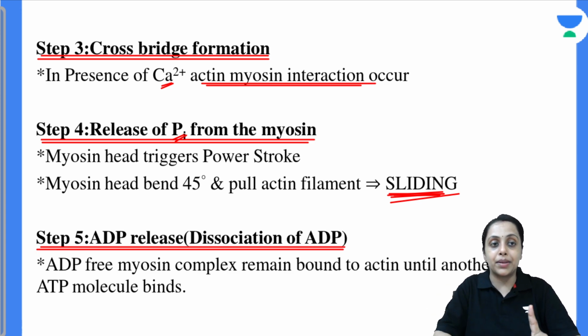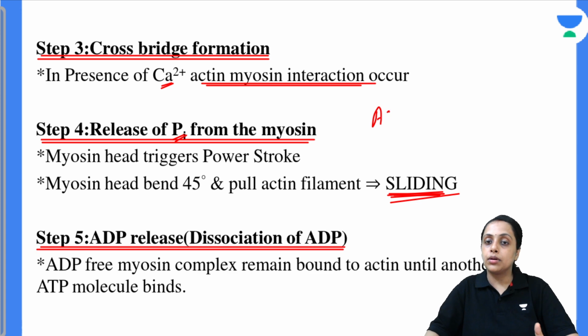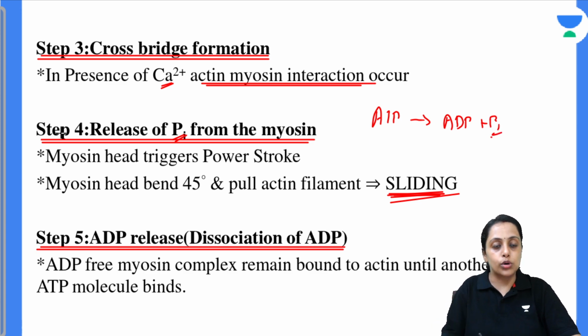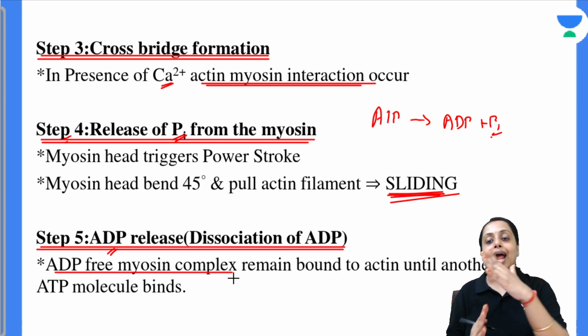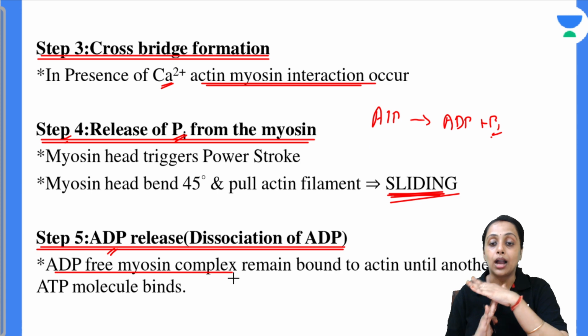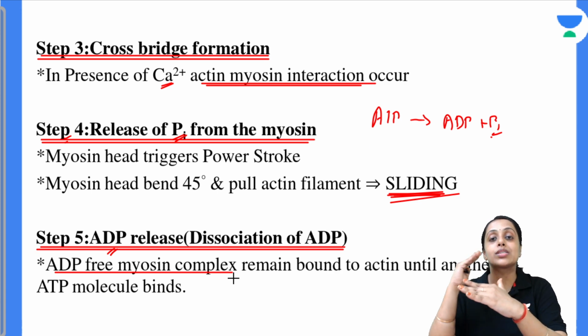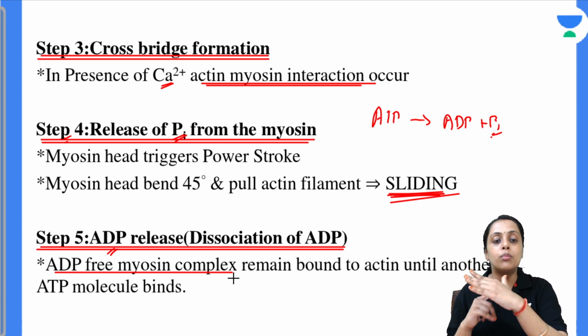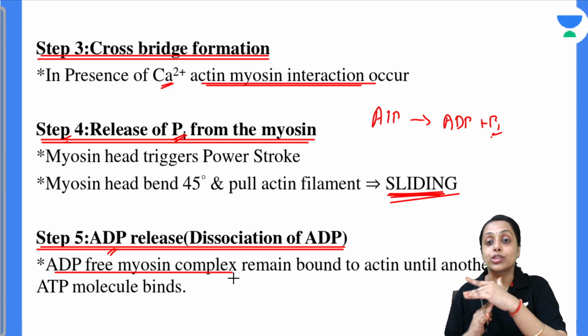हमारा ATP hydrolyze हुआ था, तो ADP and the phosphate was formed. Phosphate was released in fourth step and ADP is released in fifth step. Jaise ADP free myosin head hoga, that always and always remains stuck to the actin filament until it receives a new molecule of ATP. Is this clear?